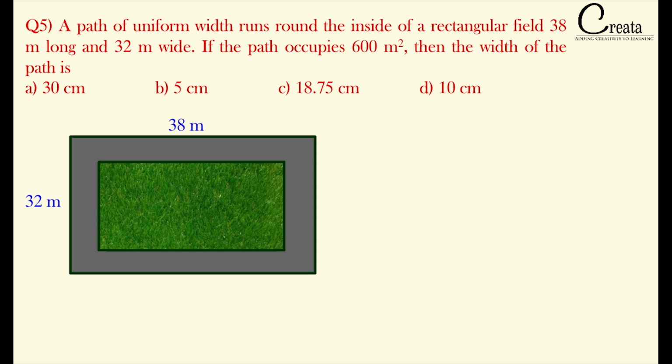Let's approach the question. This question is talking about a path that is uniform, meaning the width of this path is uniform. Let's assume the width of this path as x and we have to find the value of x in this question.